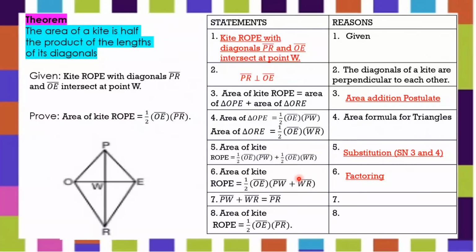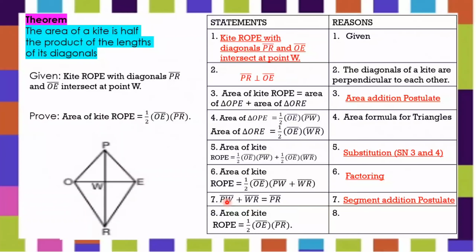Okay? Next, we have PW plus WR is equal to PR. Again, PW, this segment, plus WR, this segment, is equal to the whole segment PR. Okay, diagonal PR. Under what reason? Segment addition postulate. Okay, so pinag-add lang natin yung dalawang segment na to para makuha natin yung buong segment PR.